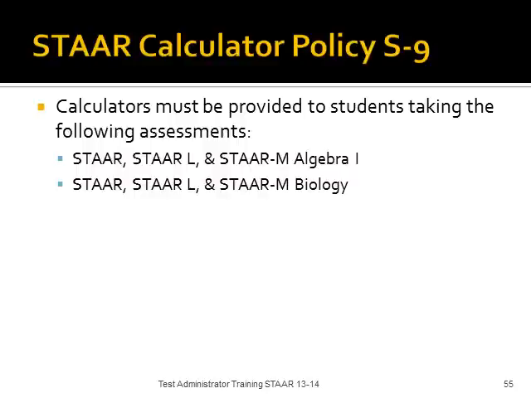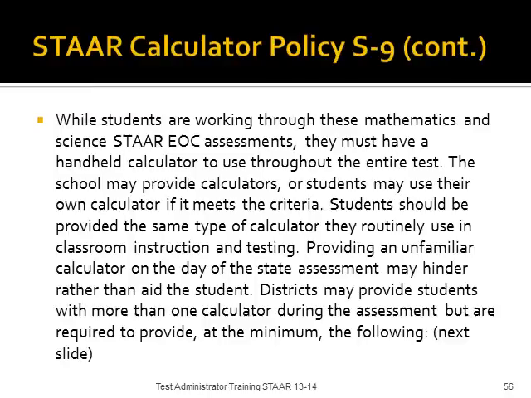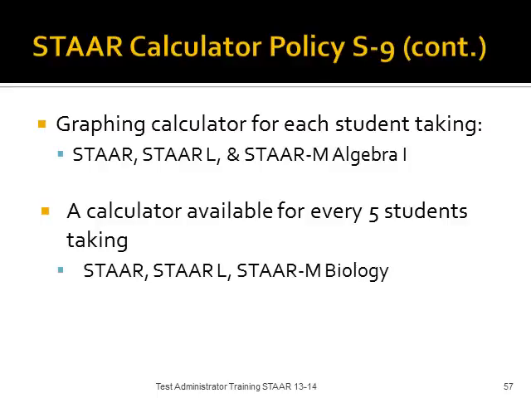Calculators must be provided for Algebra 1 and Biology. As students complete the math and science EOCs, they should be provided a calculator. There are stipulations for how many for each student. There needs to be a graphing calculator for each student that takes the Algebra 1 exam, and there needs to be a calculator available for every 5 students taking the biology exam. These will be provided to students.